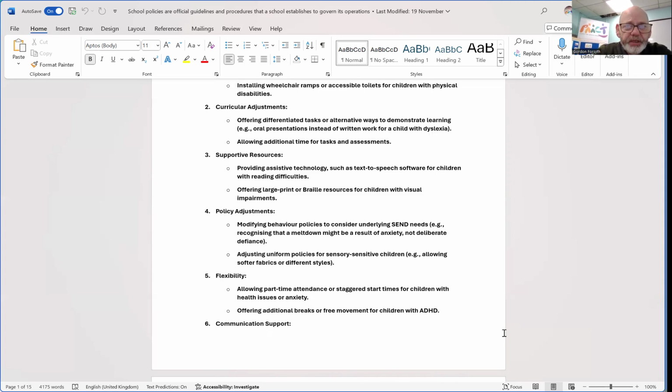Supportive resources: providing assistive technologies such as text-to-speech software for children with reading difficulties, offering large print or braille resources for children with visual impairment.